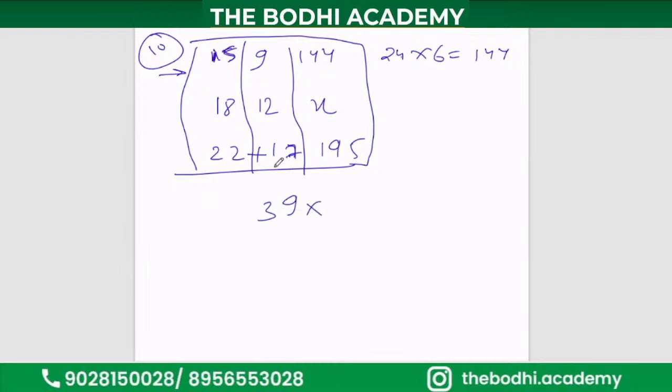39 into 22 minus 17 was 5. What is 39 into 5? 195. 5, carry over 4. 5 threes are 15 plus 4 is 19, so 195. Similarly, 18 into 18 plus 12 is how much? 30. 18 into 18 minus 6 is how much? 6. So it will be 180.